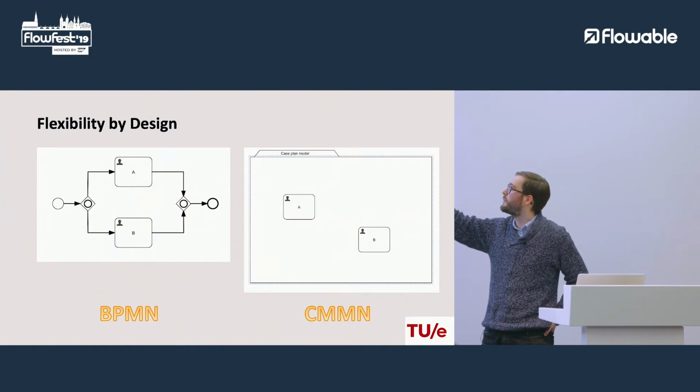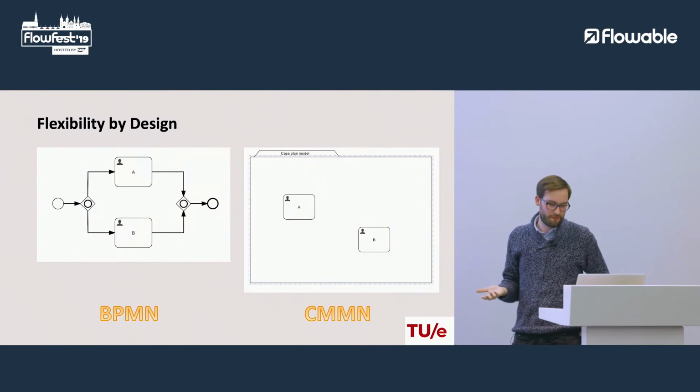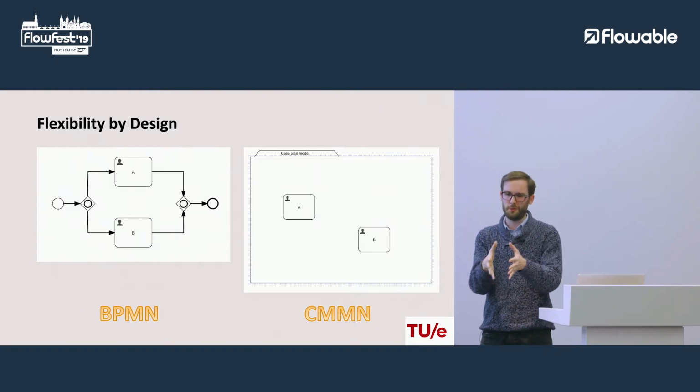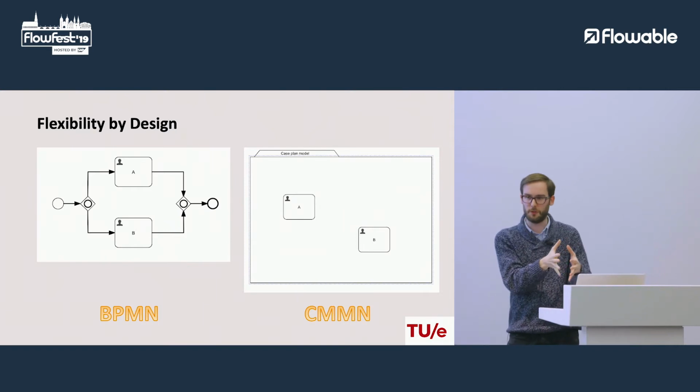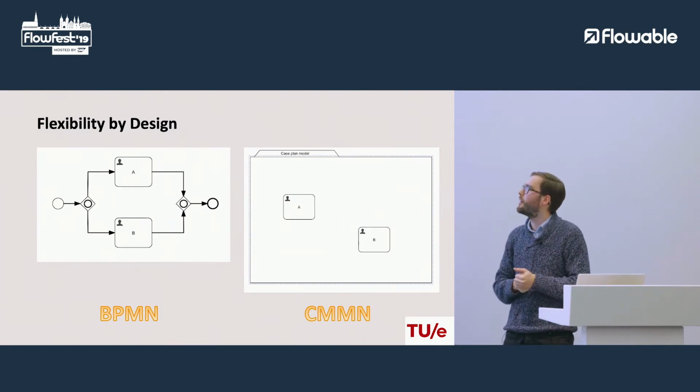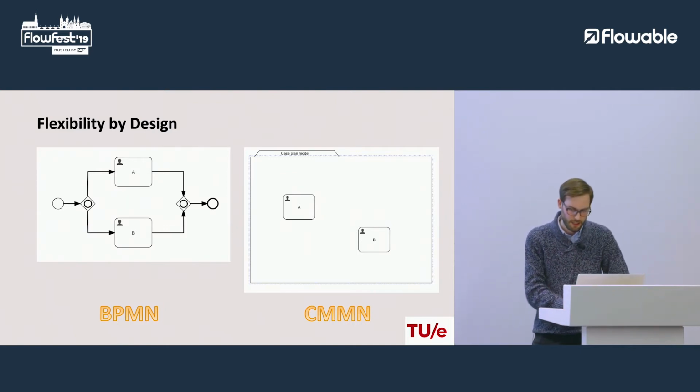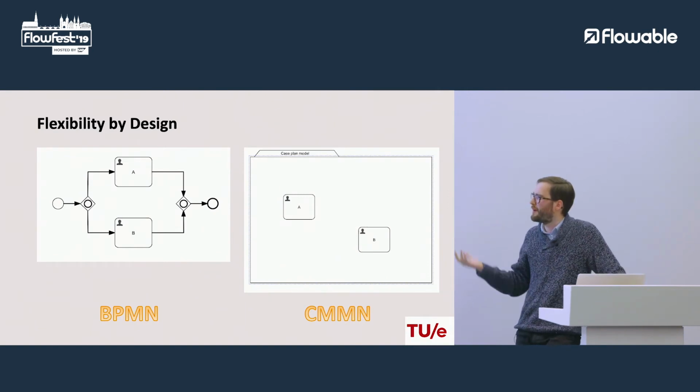And the same way in CMMN, you have a case with 2 tasks. And in CMMN, you have flexibility by default, in a sense. In CMMN, you have to restrict. So you start with flexibility, and you eventually restrict your flow. While in BPMN, you have a strict flow, and then eventually you have to express the flexibility that you want to have.